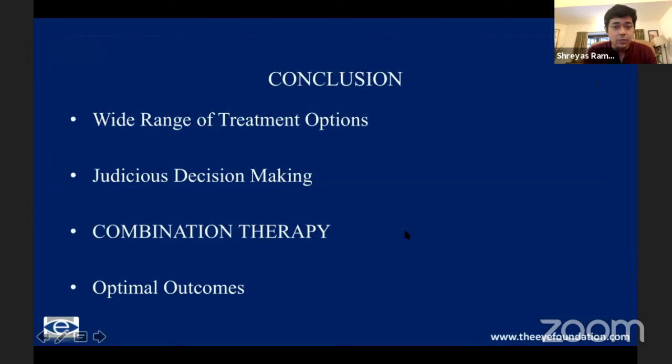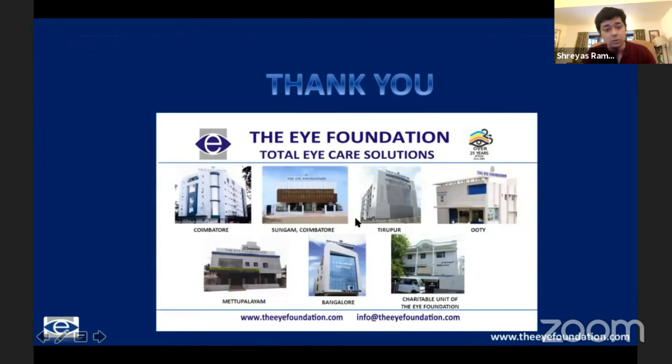So we have a wide range of treatment options, and with judicious decision-making and combination therapy, we can give rise to optimal outcomes. Thank you so much for your kind attention.